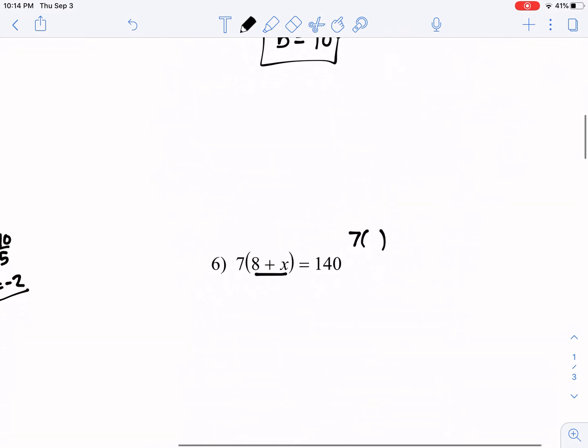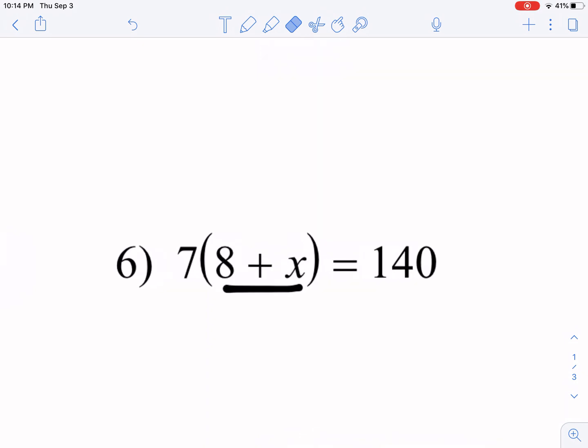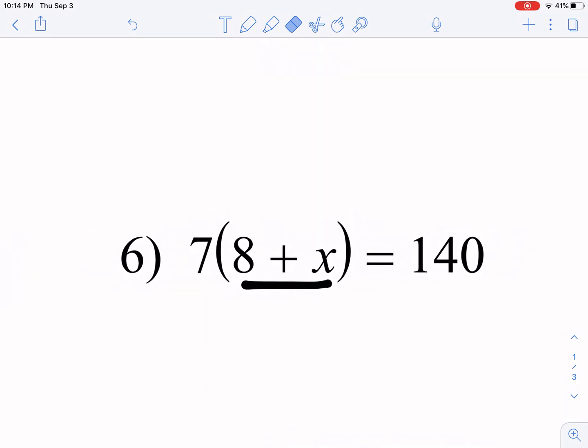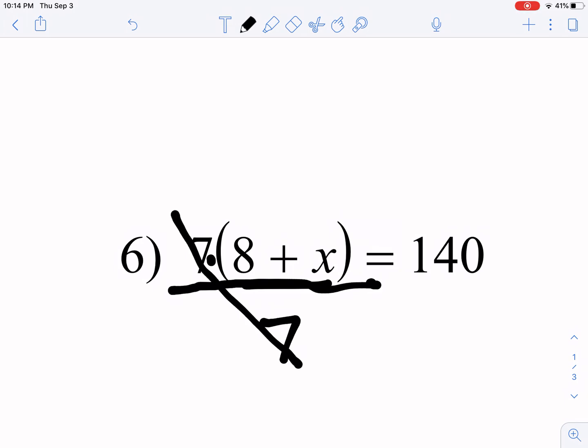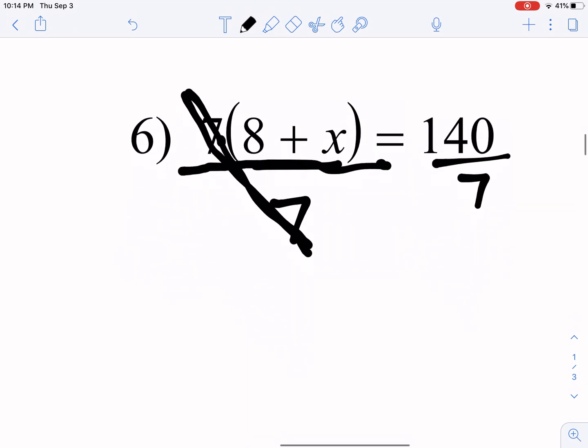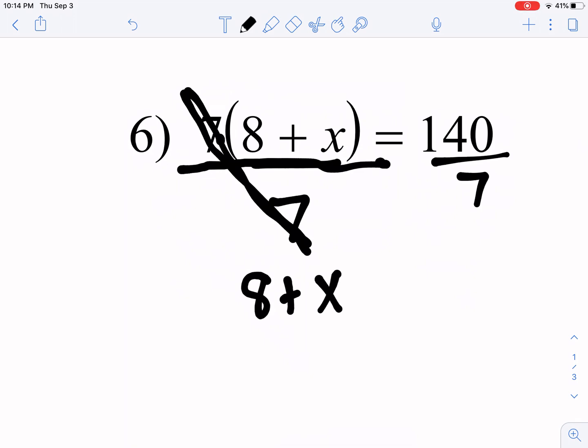So let's go back here. Let's take care of the multiplication part first. So I have 7 times 8 plus x. And I want to undo that multiplication, so I'm working backwards. How do I undo a multiplication of 7? Divide by 7, right? So we're going to divide by 7 to the whole side so that these guys cancel out. So remember, multiplication by 7 and dividing by 7 are opposites, so these guys cancel out. But if I divide by 7 to one side, I have to do it to the other side. So I'm left with 8 plus x in that parentheses, okay?